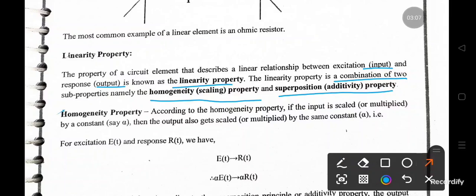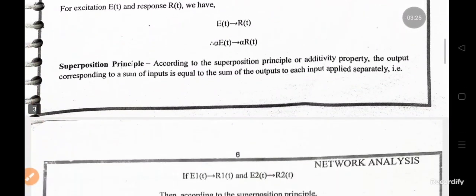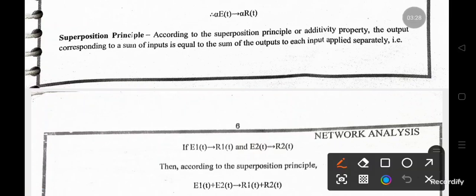Homogeneity property is nothing but: if the input is scaled by a constant, then the output also gets scaled by the same constant. Example, E of t is the input and R of t is the output. If E of t is scaled by the constant alpha, then R of t is also scaled by the constant alpha. Superposition principle. According to the superposition principle, the output corresponding to a sum of inputs is equal to the sum of outputs to each input applied separately. That is, E1 of t and E2 of t are the inputs, and R1 of t plus R2 of t are the outputs.